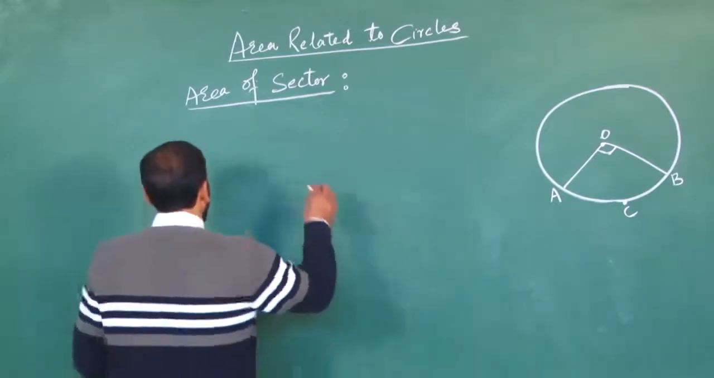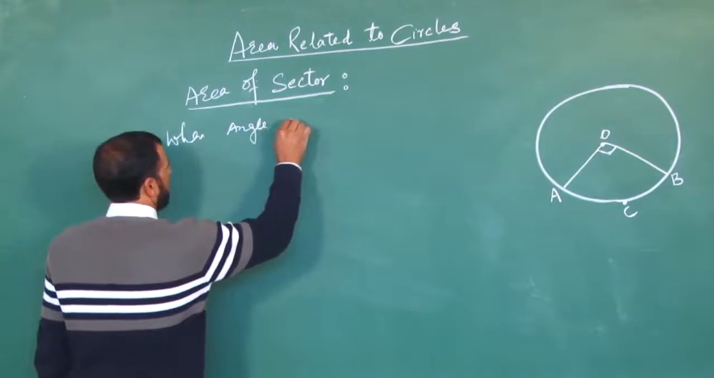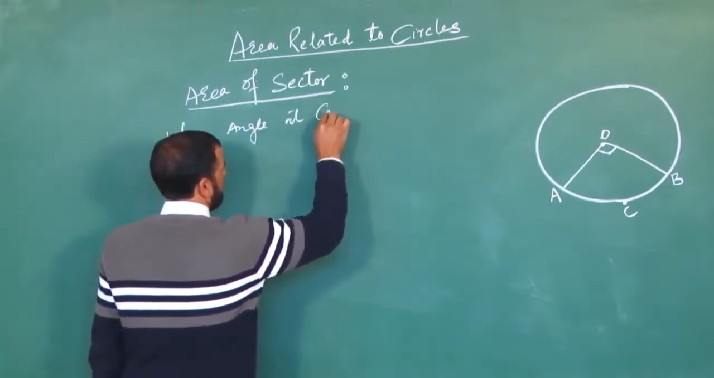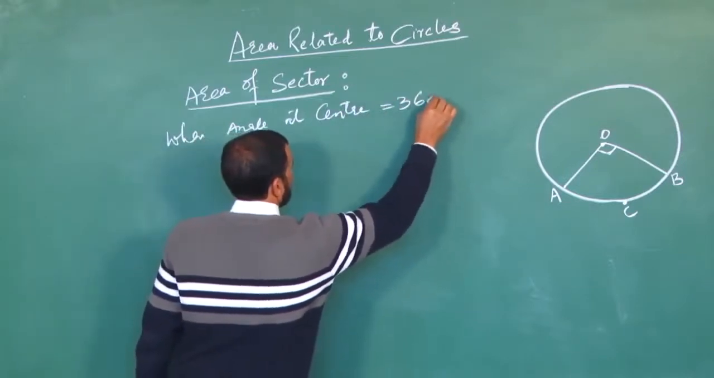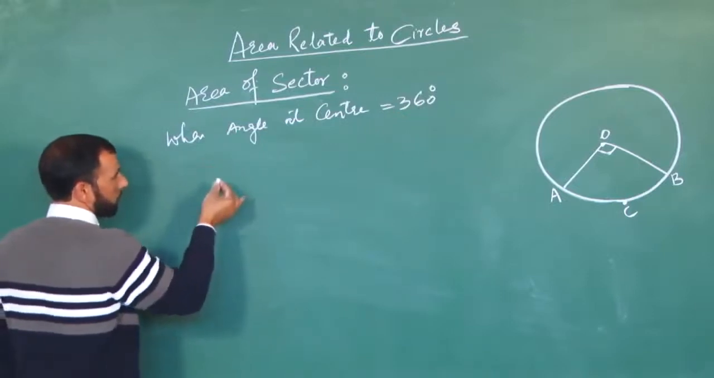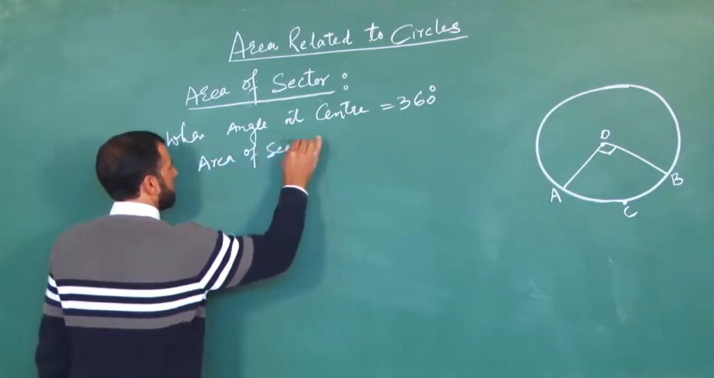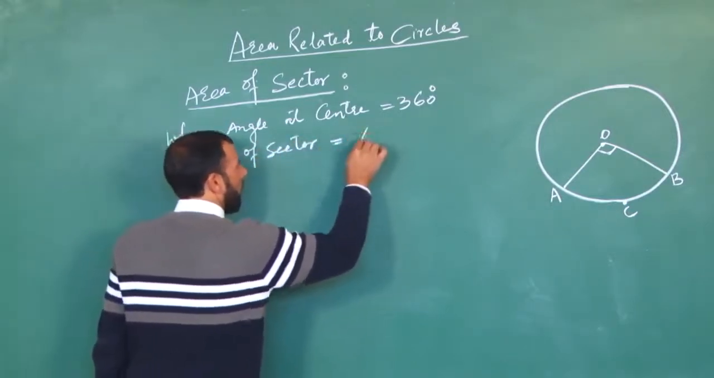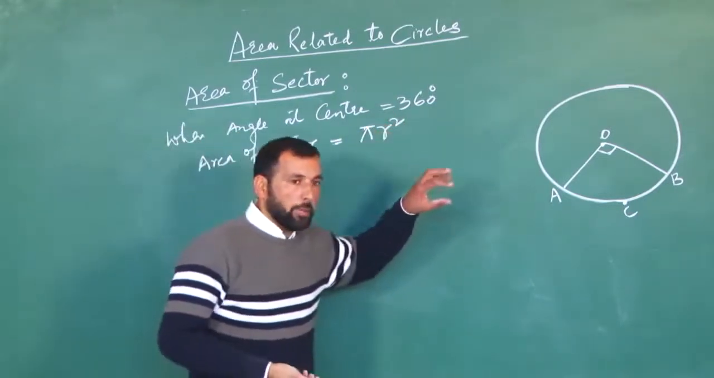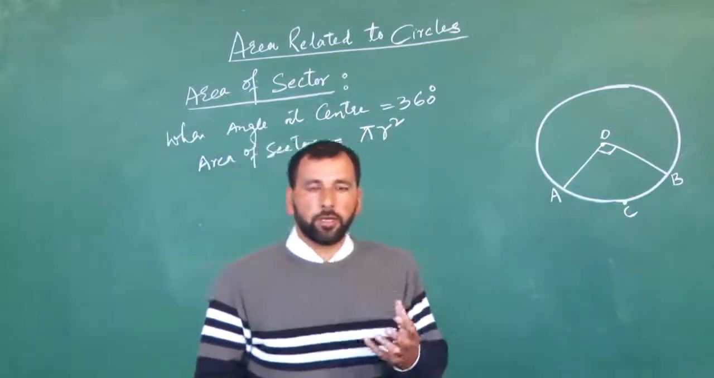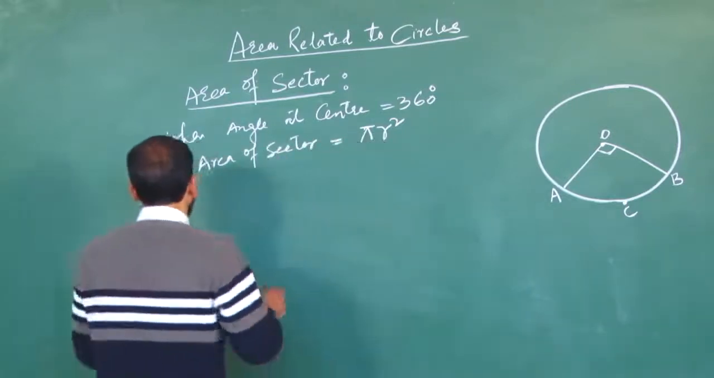So when the angle at the center is equal to 360 degrees, then the area of the sector is equal to pi r square. When the angle measure is 360 degrees, then the area of the sector is equal to pi r square.